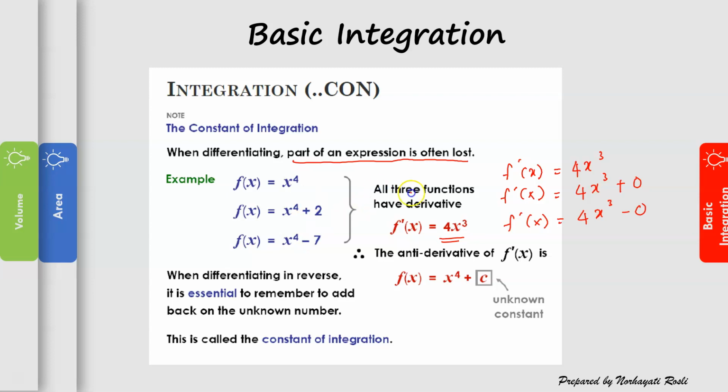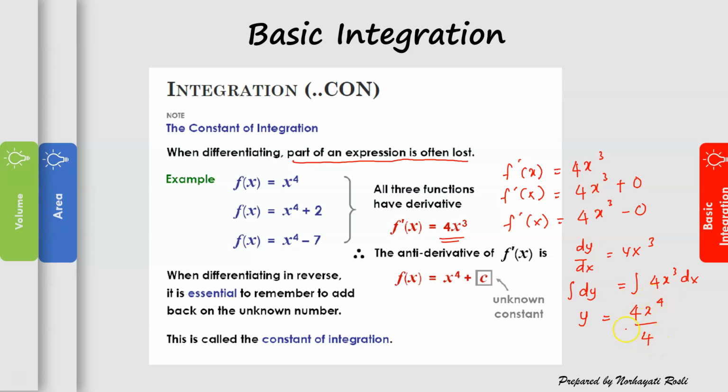So now, if I want to take the antiderivative for this one, I have dy/dx equal to 4x to the power of 3. Antiderivative means that we find y, so we integrate both sides here. So the integral of dy equals the integral of 4x to the power of 3 dx. When we solve this one, we get y equal to 4x to the power of 4 divided by 4.